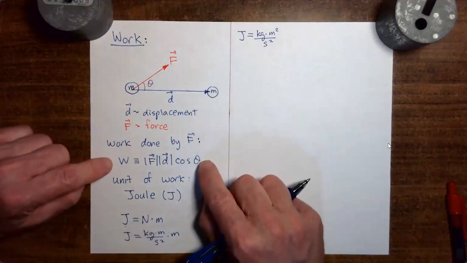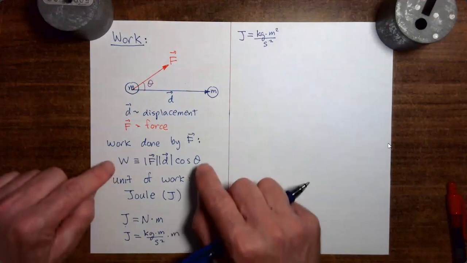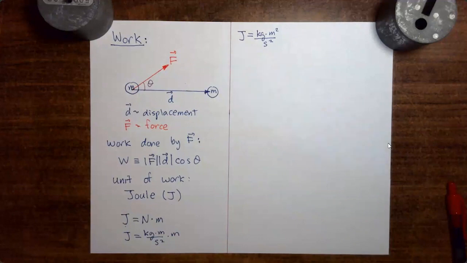Now we'd like to get an idea of what work is all about, right? What is this definition of work here trying to get at? A good way to try and start thinking about work is to look at what this formula is telling us in three different cases.